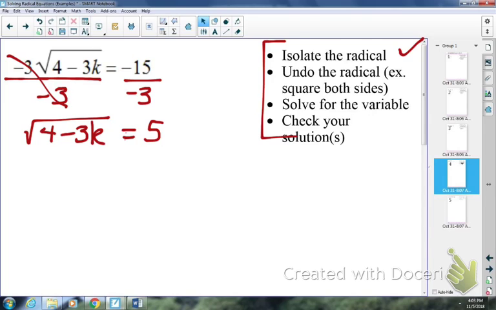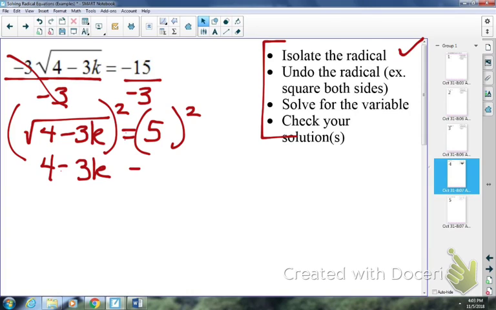Okay, so step number 2, we're going to undo the radical. Since this is a square root problem, to undo it, we're going to square both sides. When we square a square root, it undoes itself. So on the left side, we have 4 minus 3k equals, on the right side, 5 squared is 25. We completed step 2, we undid the radical.